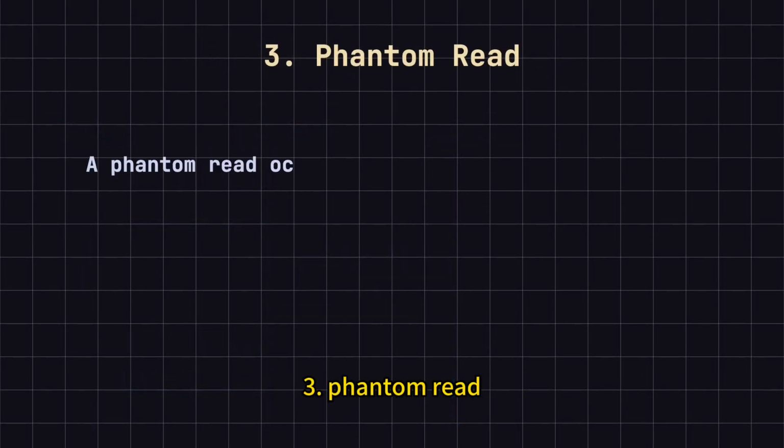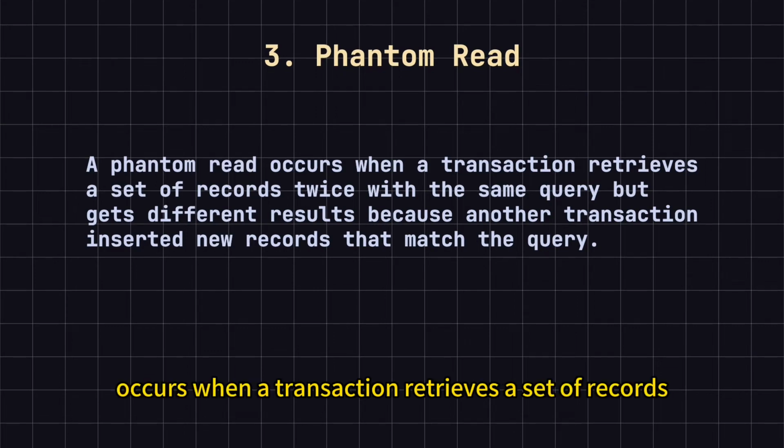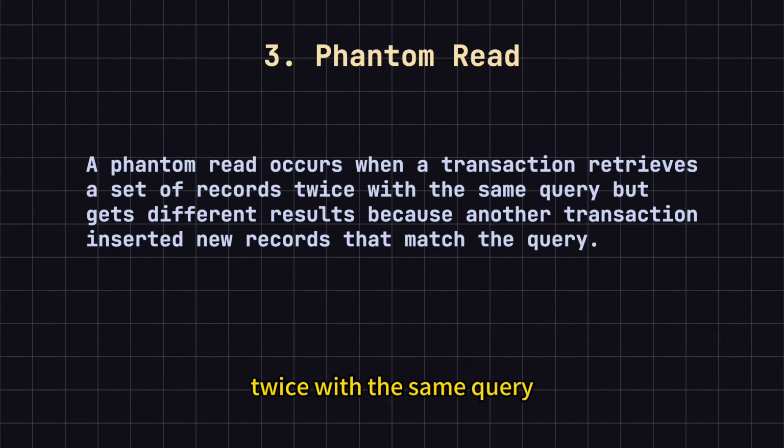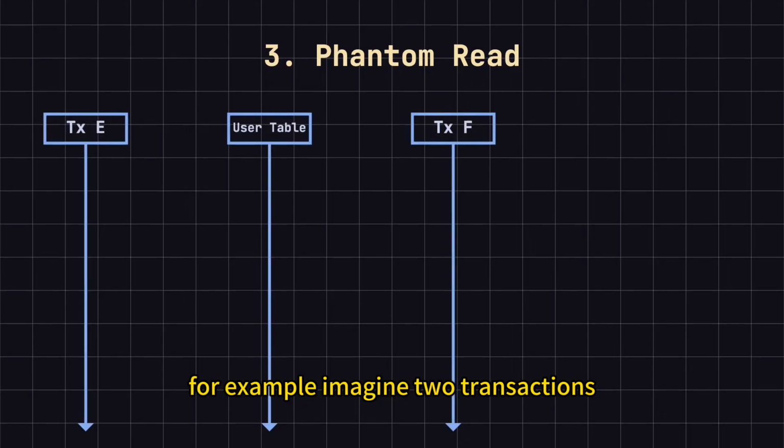3. Phantom read. A phantom read occurs when a transaction retrieves a set of records twice with the same query, but gets different results because another transaction inserted new records that match the query. For example, imagine two transactions, Transaction E and Transaction F.